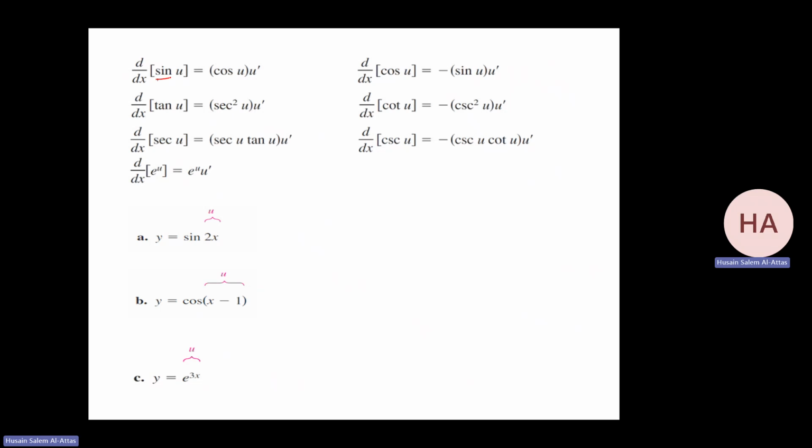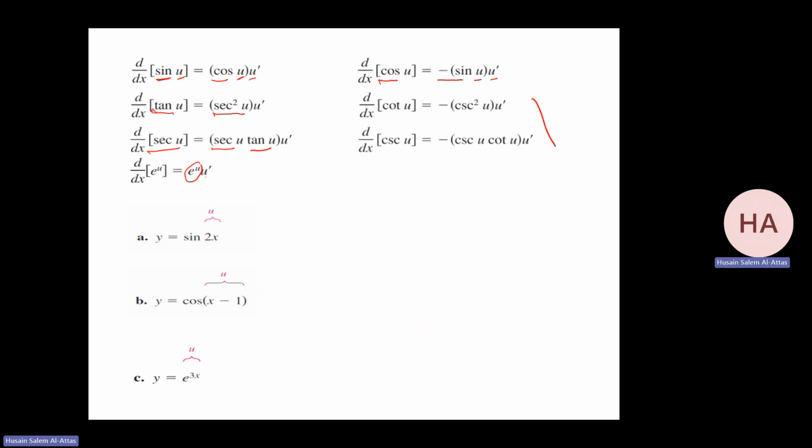So if you have sine of a function, what will be the derivative? Cosine of the function times the derivative of the function. If I have cosine of the function, I have minus sine of the function times u prime. The same thing with tan u, it will be secant squared u times u prime. Secant u: its derivative is secant u tan u times the derivative of u. E to the power u: the derivative will be e to the power u times u prime, and the same thing for cotan u and cosecant u.